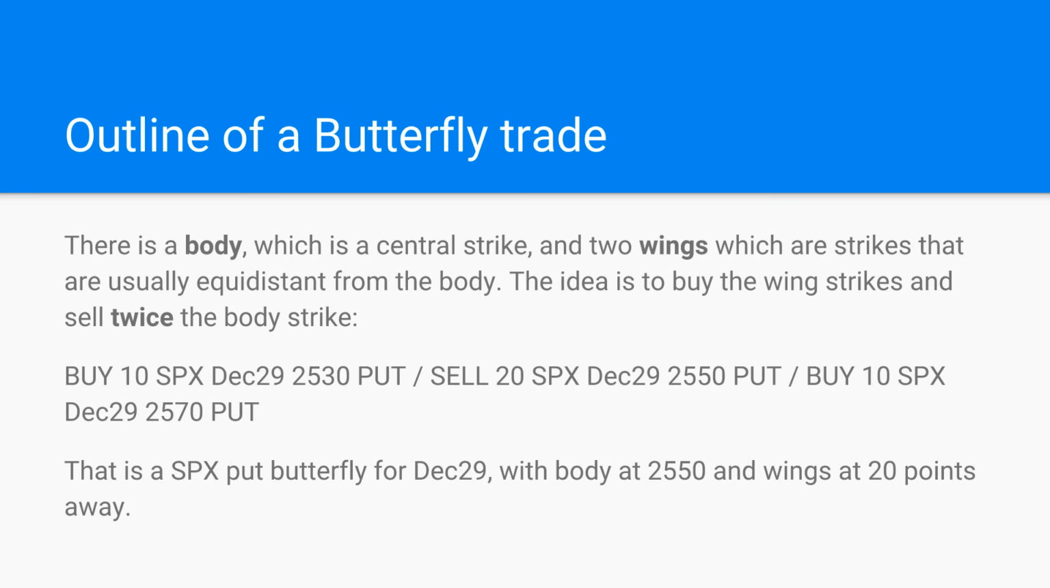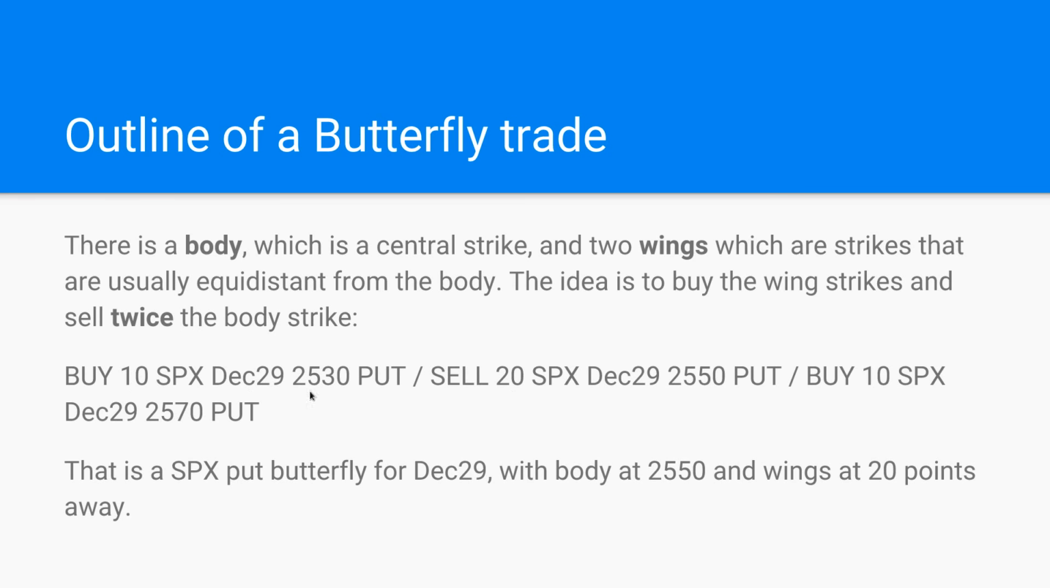Like the example I have here, a butterfly for SPX where the body is the 2550 put, that's the body of the fly, and the wings are the 2530 and 2570 puts. As you can see, they are at the same distance from the body. They are just 20 points away from the body. So that's a butterfly for you.